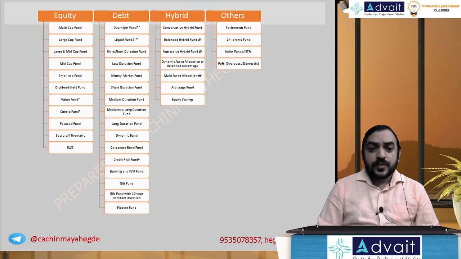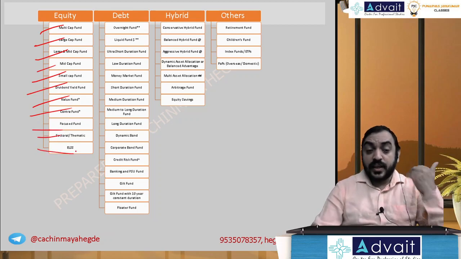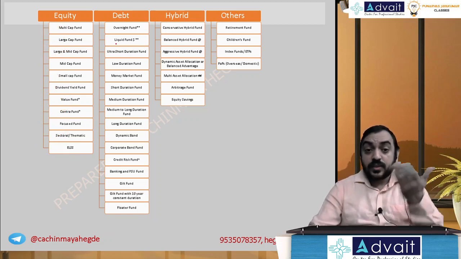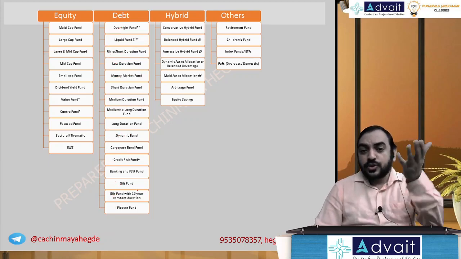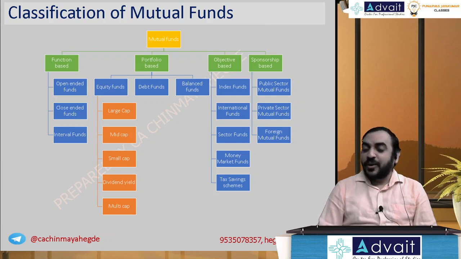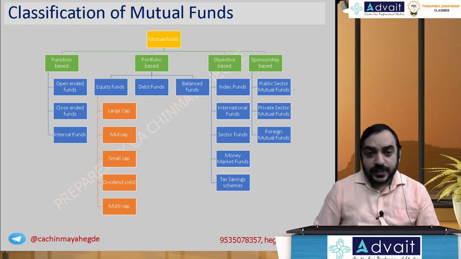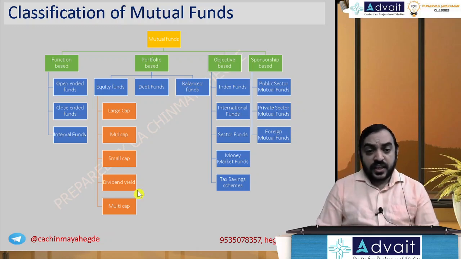So broadly I've discussed. Remaining other things are there, like the full list of classification I've not told you. Because mid cap, large cap, large and mid cap, small cap, diversified, value, contra, focused, sectoral, thematic, ELSS, then also multi cap, flexi cap, debt, overnight, liquid, ultra short, low duration, money market, short duration, medium to long duration, dynamic fund, corporate bond, credit risk, banking PSU, gilt fund with 10-year duration, and floater fund. So many varieties are there. You cannot read all, you cannot remember all. Broadly, if you remember this much of types of funds, that would be sufficient. So this is regarding classification of funds.